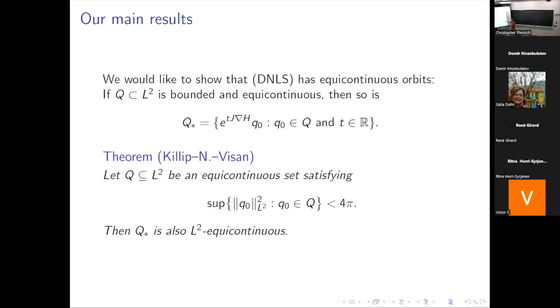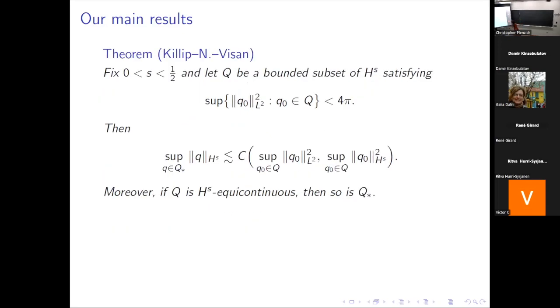Okay, and now you already see that there is a line that I skipped, which is this assumption that the square of the L2 norm is less than 4 pi, right? So in our first go at this problem with Rowan and Monica, we were only able to prove this equicontinuity result under this assumption on the L2 norm, which at least was matching what was known at the time that we proved it, okay? But was still leaving something to be desired.